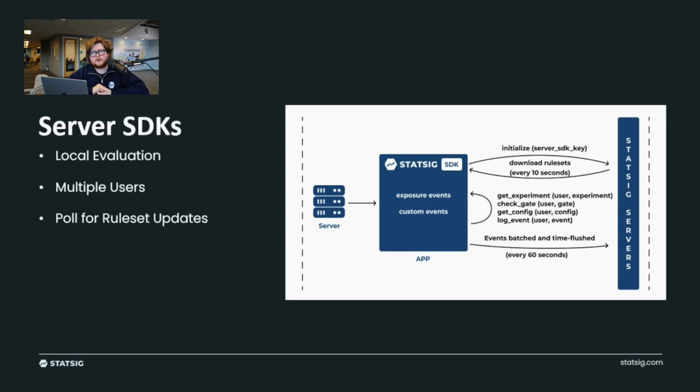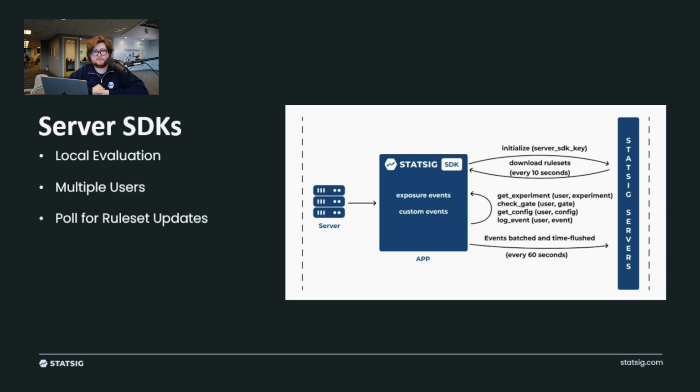The cool thing about our server SDKs is that they do evaluation locally. You remember on that earlier slide, I talked about how a feature gate is made up of a bunch of rules. We'll actually send a version of those rules to your server and let your server evaluate users then and there. So you're going to pass in some user object to that get experiment or get feature gate call, and we'll evaluate it locally on your server and say, okay, for this user, this is the result they got.